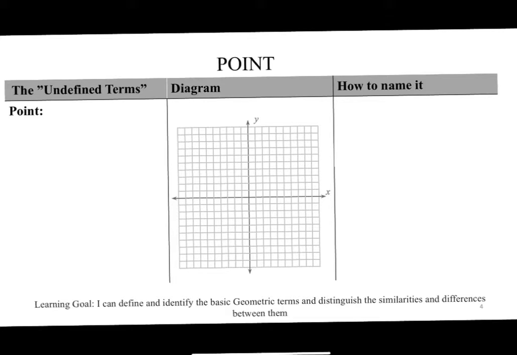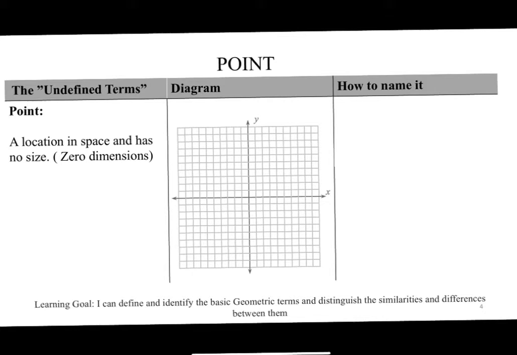And a good way to do that is to make a graphic organizer similar to what you see on screen that has 3 columns, and on the left side we're going to write some definitions and characteristics about the term. In the middle we'll have a little diagram or drawing of what we're talking about, and on the right side we will discuss how to name these figures. So let's go ahead and get started.